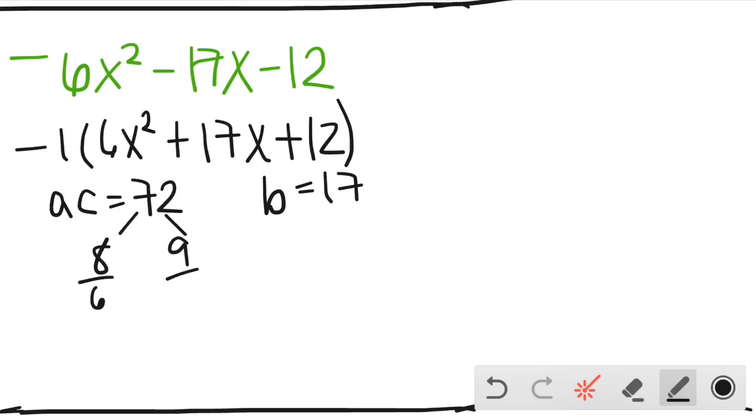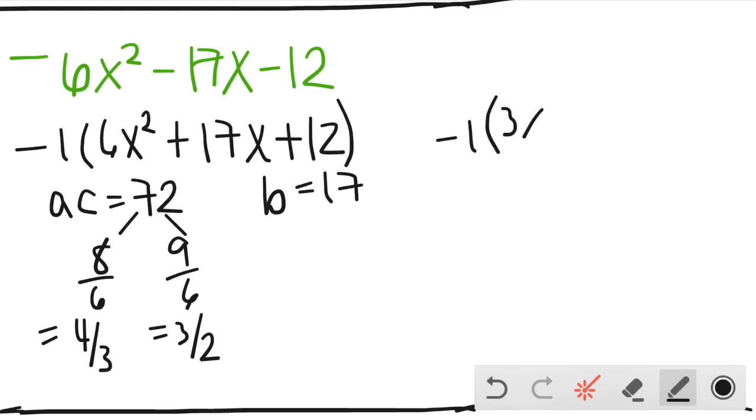So factors of 72 that add to 17 are 8 and 9. Remembering to divide these by 6, 8 over 6 turns into 4 over 3, and 9 over 6 turns into 3 over 2. Let's go ahead and list down our factors. Start with the -1 that you factored out, changing 4/3 to 3x plus 4, and changing 3/2 to 2x plus 3.